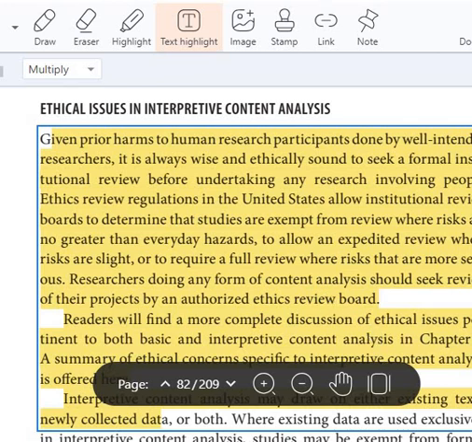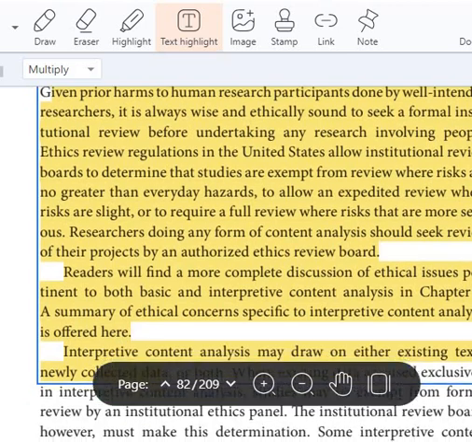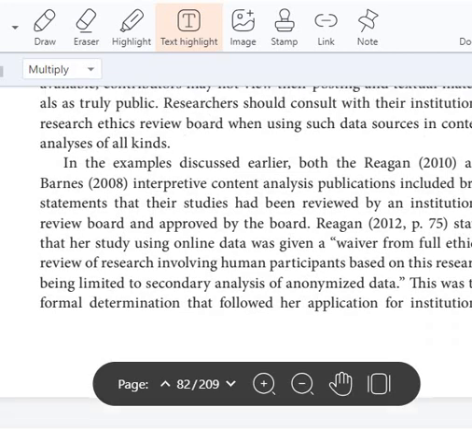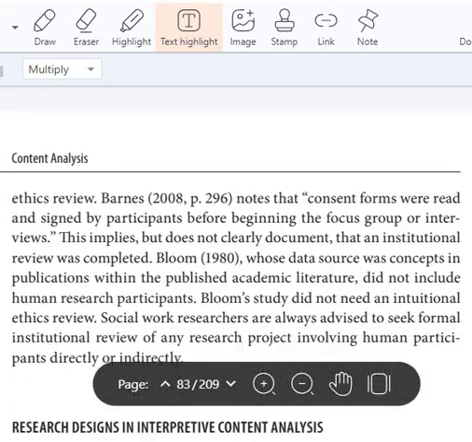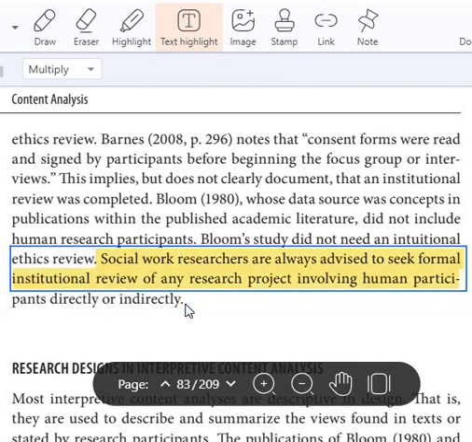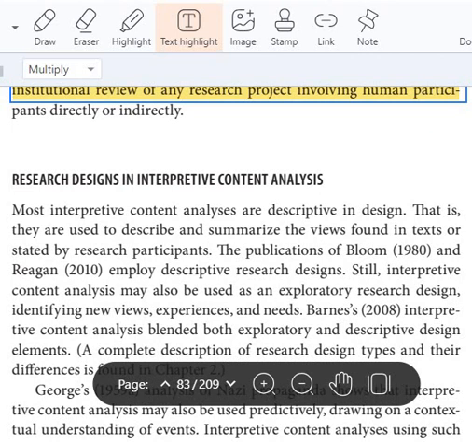Okay, let's move on to the last paragraph here. Of all kinds, yes, of course, whatever the research is, you should always receive their approval. Here it says that social work researchers are always advised to seek formal institutional review of any research project involving human participants, either directly or indirectly. Let's go now to this title, which is the research designs. Here we are highlighting the research designs in interpretive content analysis.